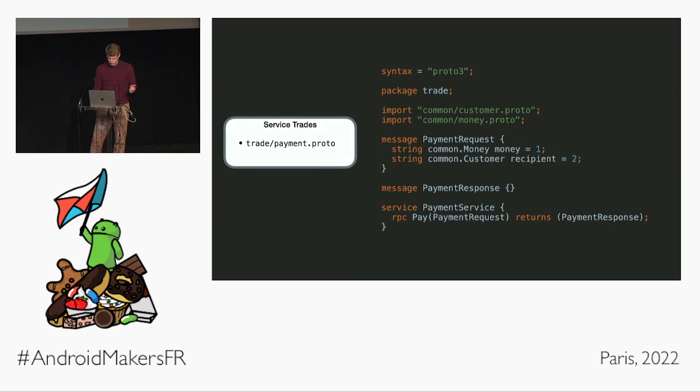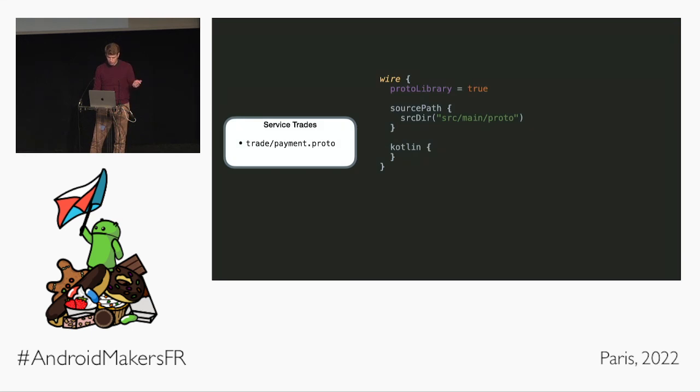And so we look at one service. We're importing the two common types. We have a request, a response, and we define an RPC. Nothing fancy. And so we expect at the end the client to call the pay RPC. But so the Wire configuration would be like this again. So we need to publish both generated code and the Proto files.